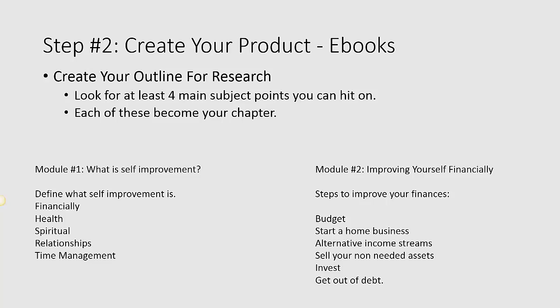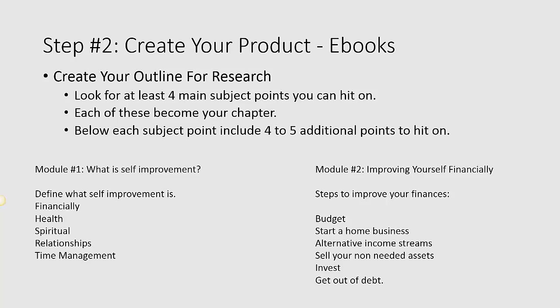Each one of these modules or main subject points would become like your chapter. And below each subject point, you want to include like 4 to 5 additional points to hit on, and that'll give you additional writing points when you're creating your ebook. This is exactly how I outline an ebook if I'm going to have an ebook written or if I'm going to write one myself. I actually also do this before I create a video product as well. So this is actually intel on how I script out products.